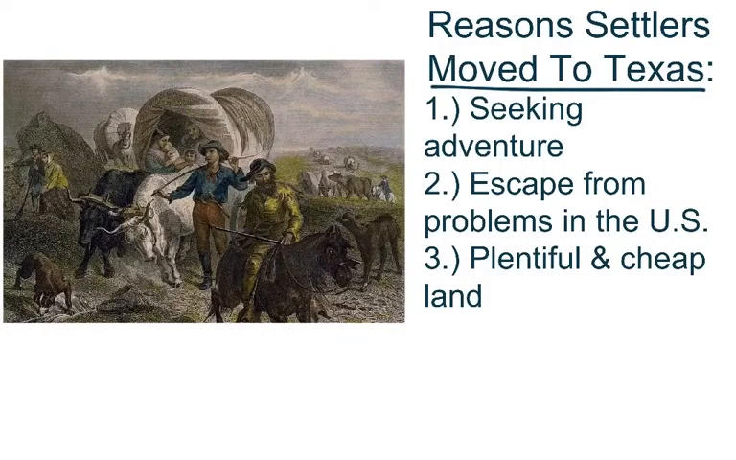Another reason, number two, as we see there, was escape from problems in the U.S. Let's circle right there, problems. One of the many problems they had while in the U.S. was that they accumulated large debt. They owed lots of money to a lot of different people, so they wanted to escape that by moving over here to Texas.